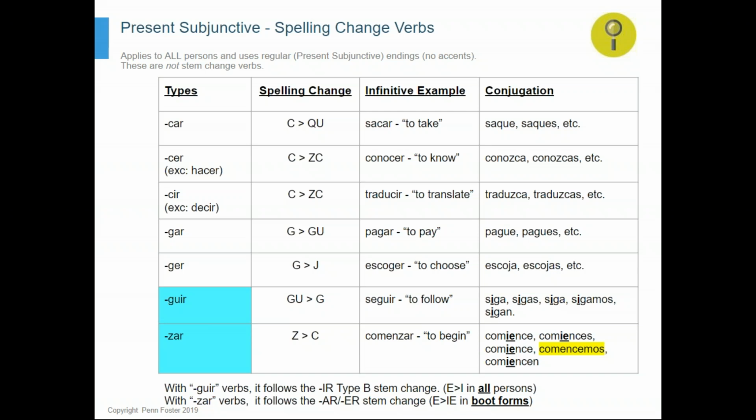And then you can just follow this down, go through the chart when you have a little bit more time. A few things I will point out: there's an exception to the CER verbs. Hacer will not follow this rule. Hacer is considered regular in the present subjunctive, at least. And decir, the example in the CIR group, is also considered regular in the present subjunctive.